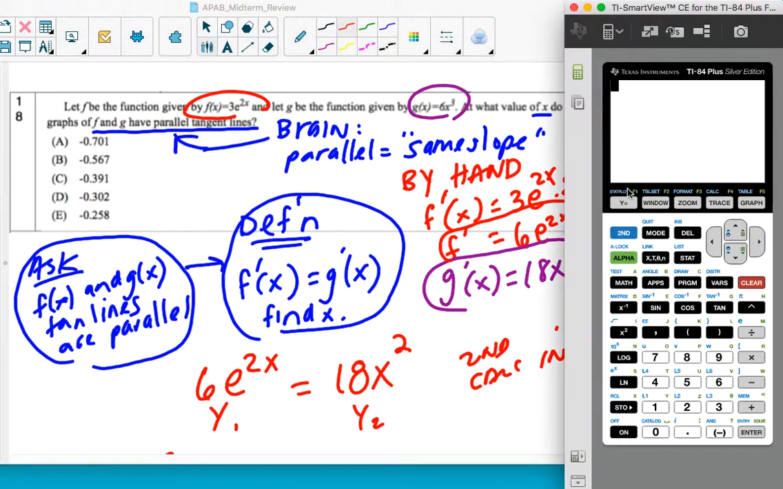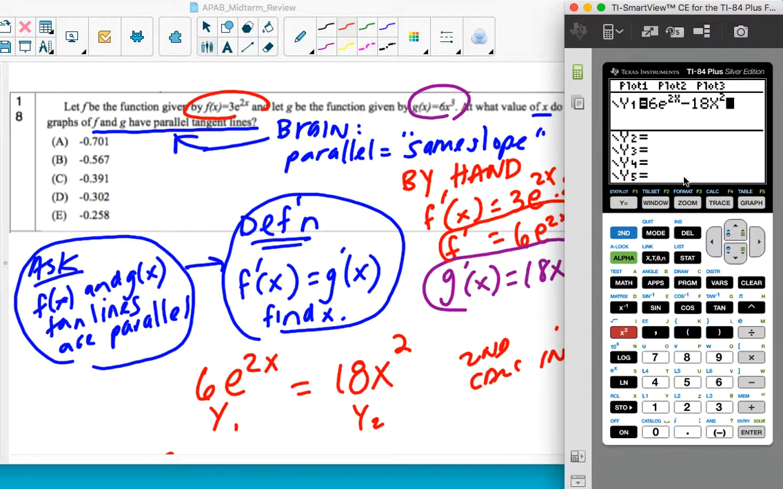So let's go ahead here. Excuse me. All right, so I'm going to go ahead and do 6e to the 2x. Sorry, I'm not used to it being in math print, which is fancy. I'm used to kind of the old school calc.